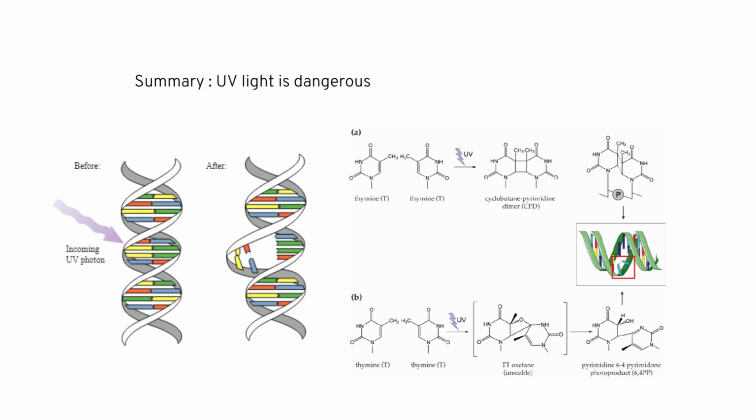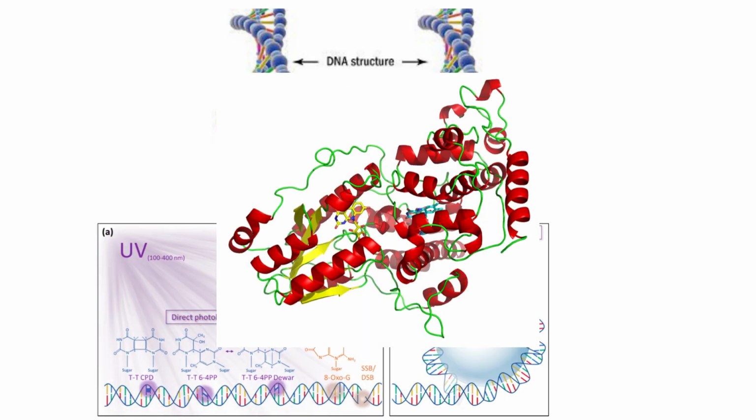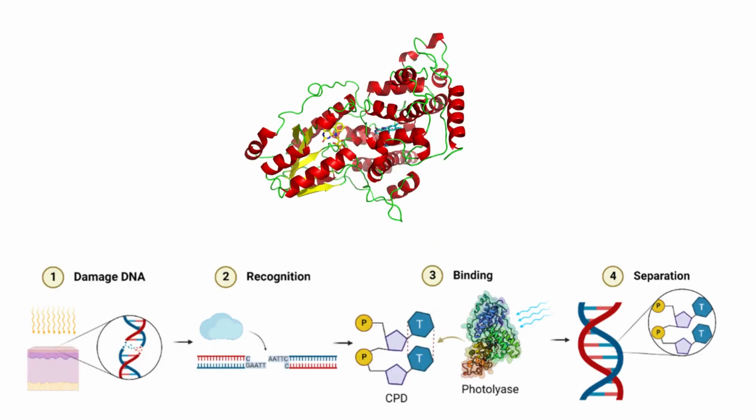These photoproducts can cause structural damage to the DNA molecule, leading to physical distortion and chemical modification. The distortion can interfere with the normal DNA replication and transcription processes, leading to genetic mutations and other forms of genetic damage. Biochemical compounds such as enzymes called photolyase can repair the photoproducts by breaking the abnormal chemical bonds and restoring the DNA's normal structure.